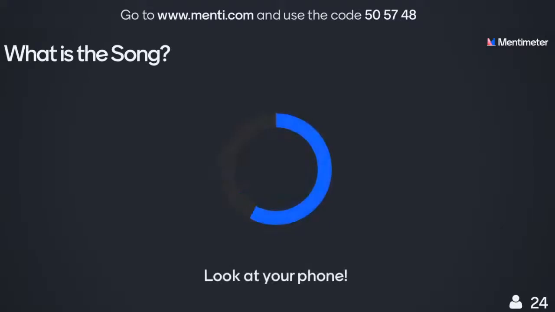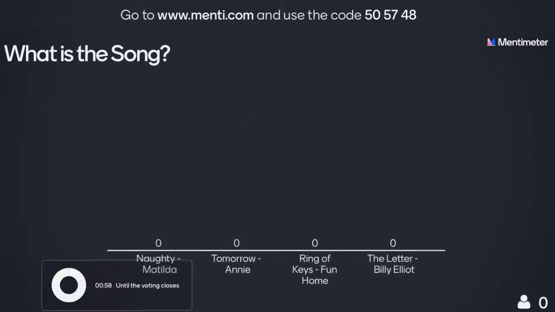So this song, what is the song? Your options are Naughty from Matilda, Tomorrow from Annie, Ring of Keys from Fun Home, or The Letter from Billy Elliot. I really like this song.